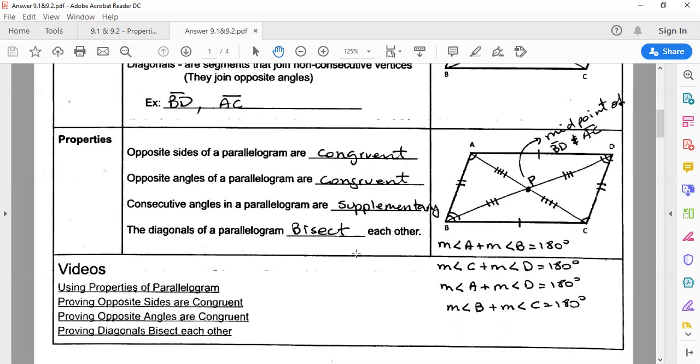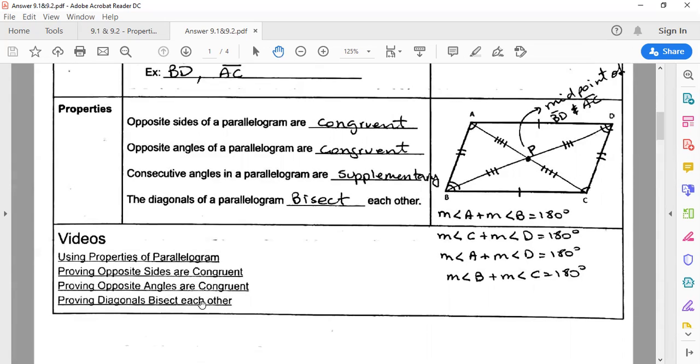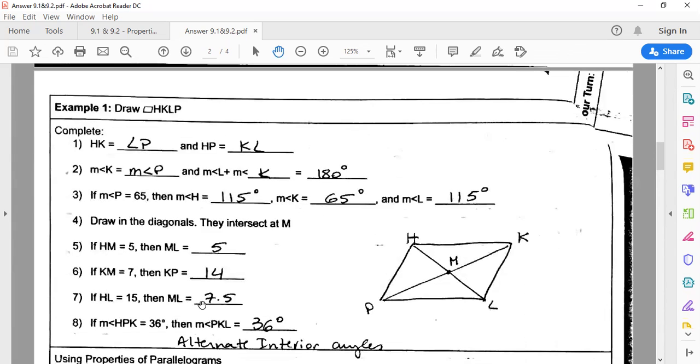Okay, so now I put some videos there that I would strongly recommend you watch, to help you understand more this concept of parallelograms and using the properties and so forth. Okay, let's look at an example.